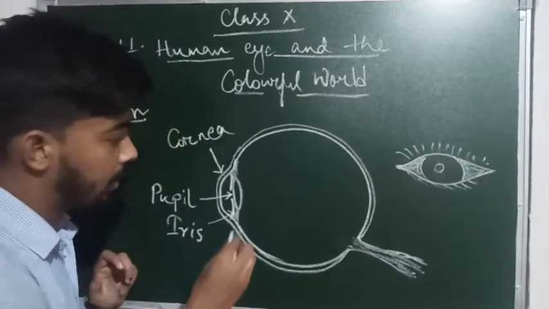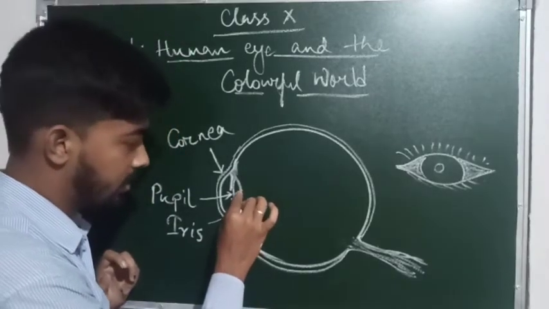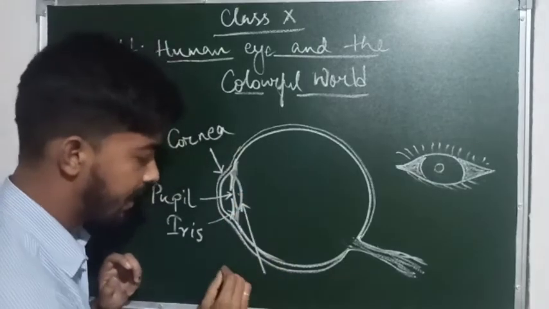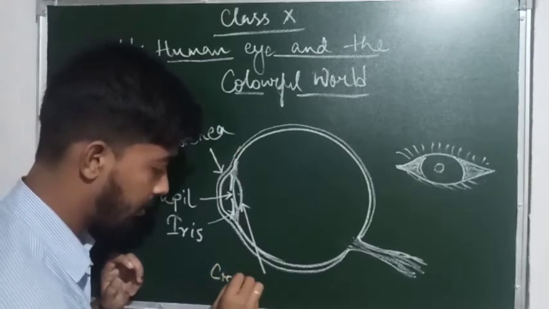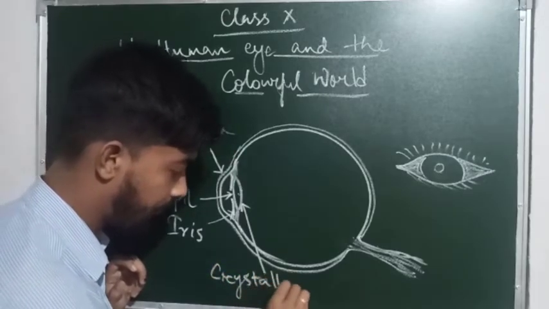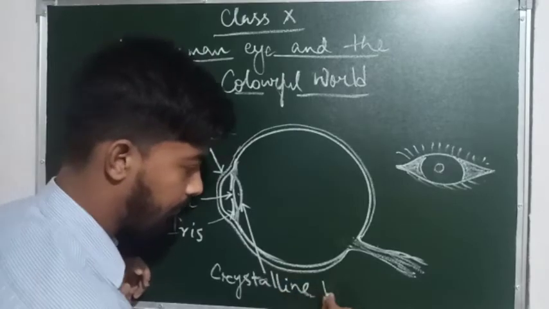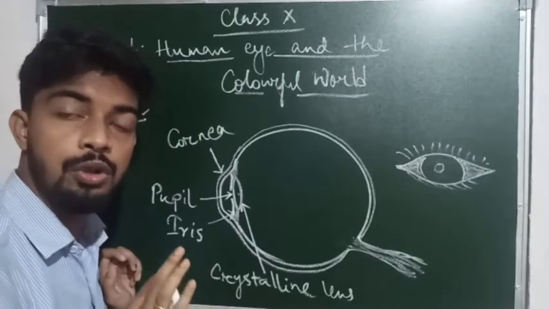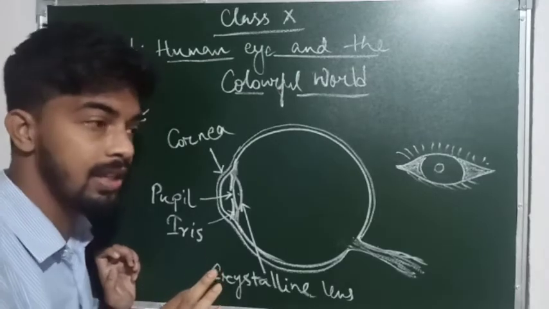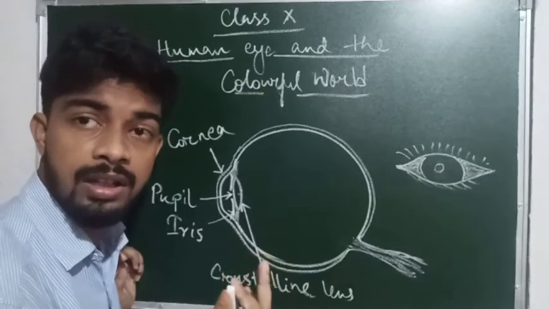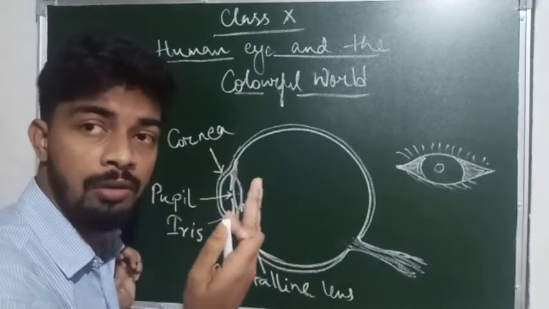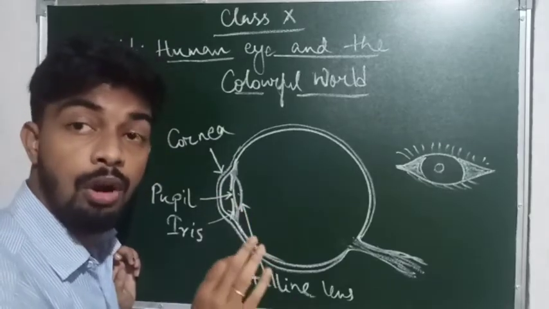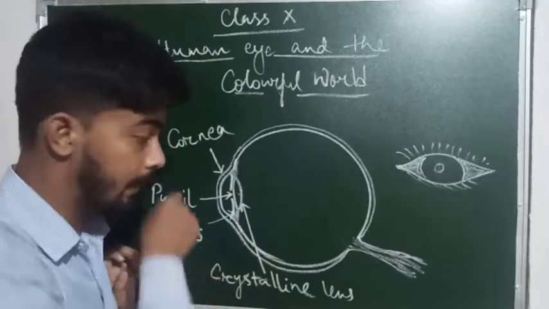After that, I'm writing it here, this one is a crystalline lens. This is the lens present inside our eye, which helps us to focus the object clearly. Means if the object is far, we can see it clear. Even if the object is very near to our face or our eye, then also sometimes we can see it clear. This lens helps to make or form the image of the object that we see.